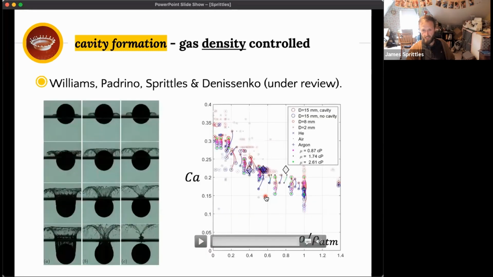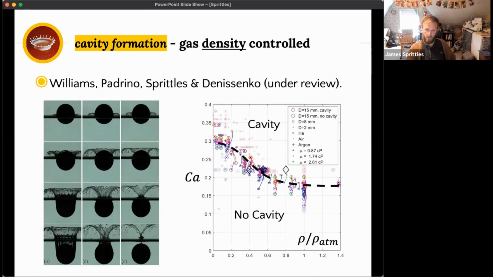And it seems like the mechanism is very different from the ones I've been talking about, because the collapse here is based on density, not on ambient gas pressure. And so here you see the line between cavity and no cavity. And if we'd done the same thing with gas pressure, this wouldn't collapse as well.